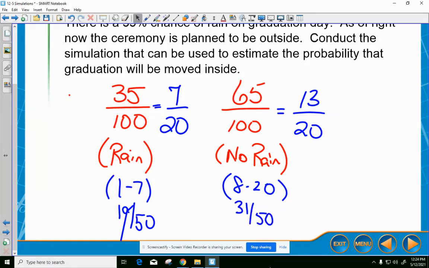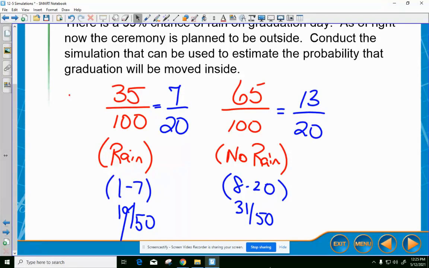So the question is, estimate the probability that graduation will have to be moved inside. Which one of these columns is forcing me to move inside? This one, the rain column over here, right? So 19 out of 50 is, what percentage is that? 38. So a 38% chance that I would have to move graduation inside.